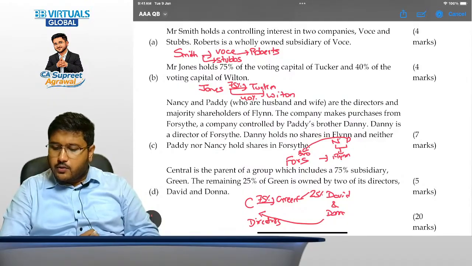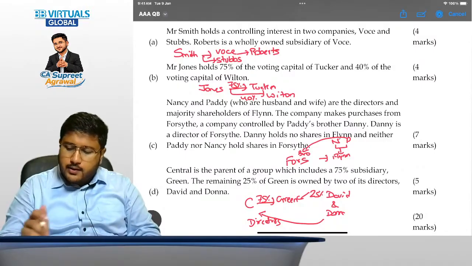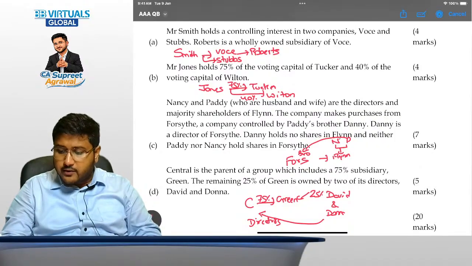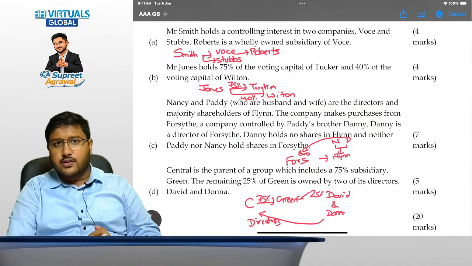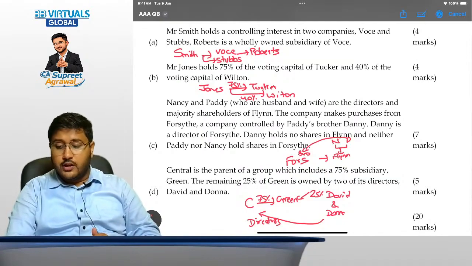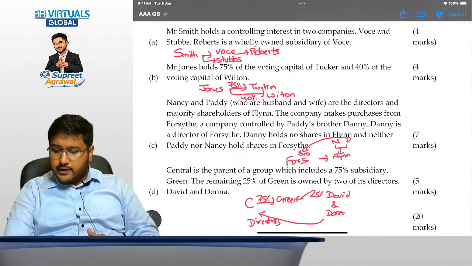When we talk about the second case, which is Jones, Jones will be related to Tucker but not Wilton. Why so? Because Tucker is under the control of Jones, but Wilton is not under the control of Jones. Therefore, Jones and Tucker would be related parties, but Tucker and Wilton, or Wilton and Jones, will not be related parties. Then Paddy and Nancy.